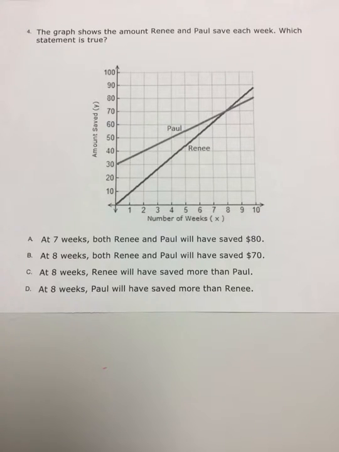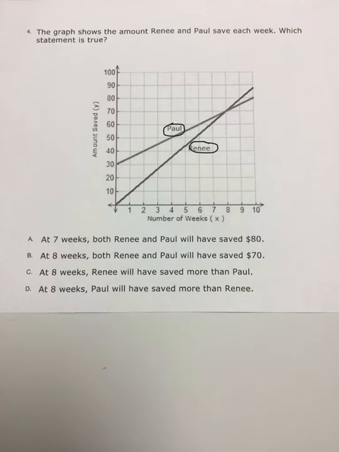So for this last question, we're going to be looking at systems of equations. That's where we're looking for the intersection between two lines and what it represents. For number 4, it says the graph shows the amount Renee and Paul save each week. Which statement is true? So we have two lines here. The first line represents Paul's amount, and the second line, this one right here, represents Renee's.